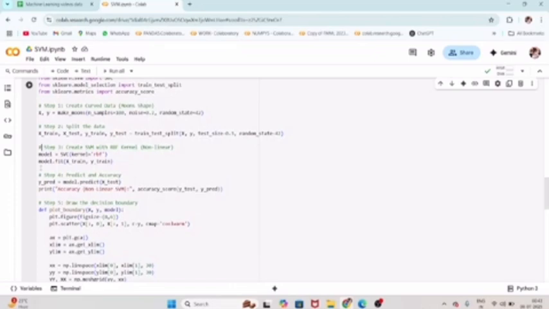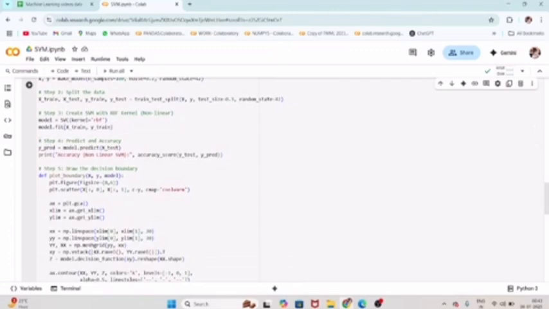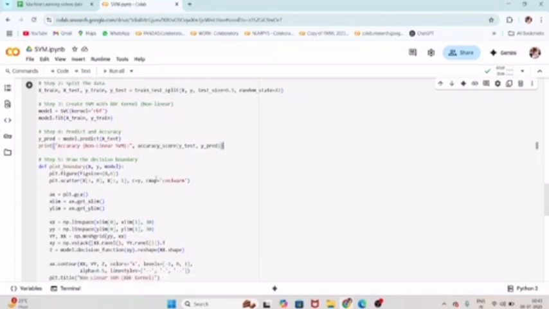Next, we are using SVM with an RBF kernel, which means it can handle curved shapes of data. After training, we test and print the accuracy of our model. And last, we draw the curved line that separates the two shapes.